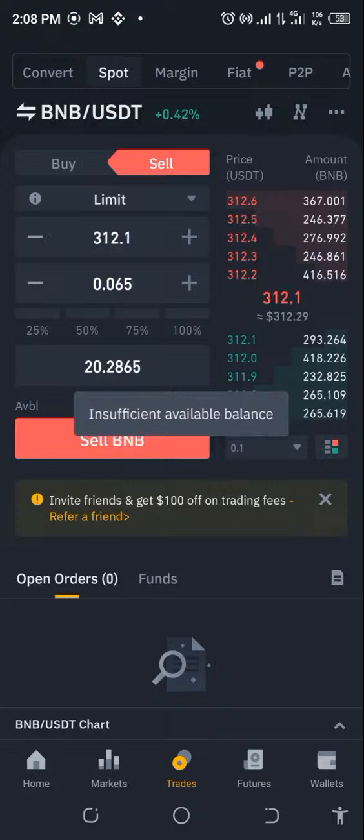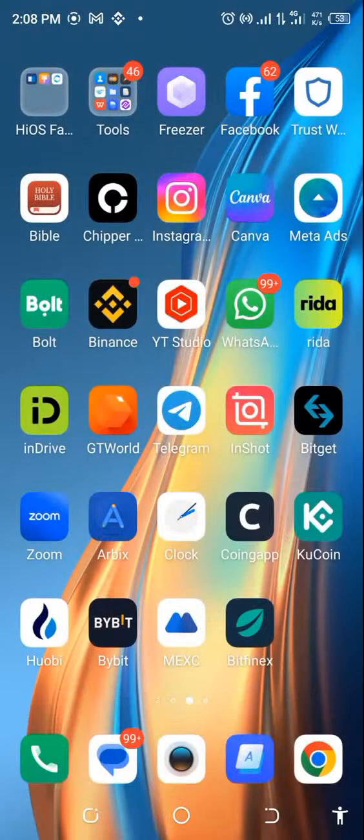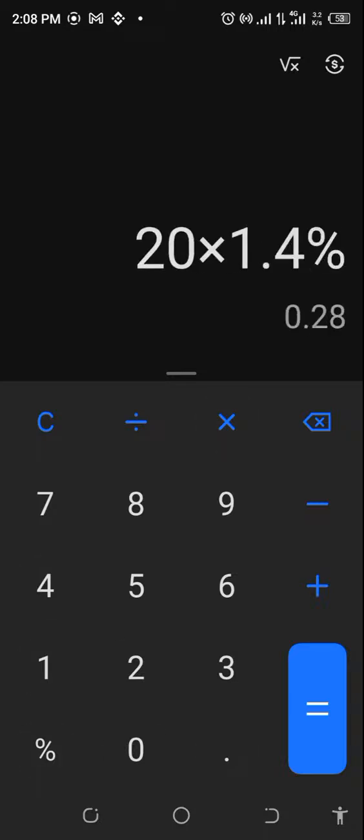So we have 20.28. That's about 1.4%. Is that 1.4%? Something in that range. Let me be sure. Yeah, that's 1.4%. I was thinking of doing it with my calculator just to be on the safe side. So that's 20 times 1.4%. Okay, yeah. So let's go ahead and try this out.